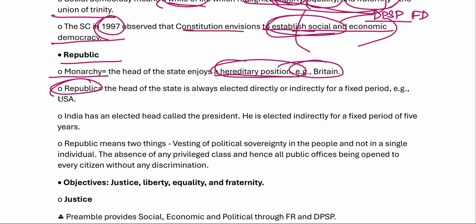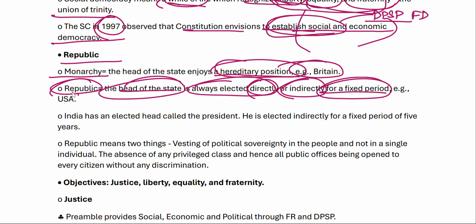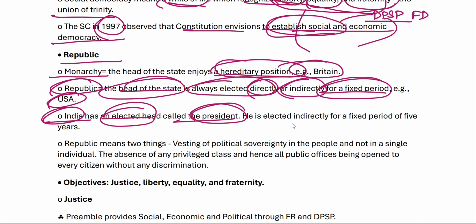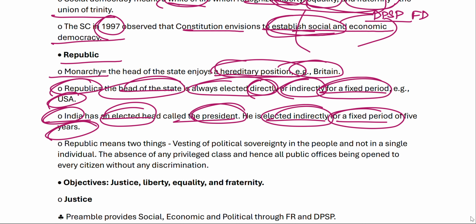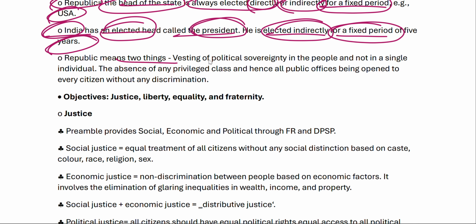Example is Britain. In a republic, the head of the state is always elected, directly or indirectly, for a fixed period. Example USA. India has an elected head called the president. He is elected indirectly for a period of 5 years. Indirect elections. Republic means two things, right?